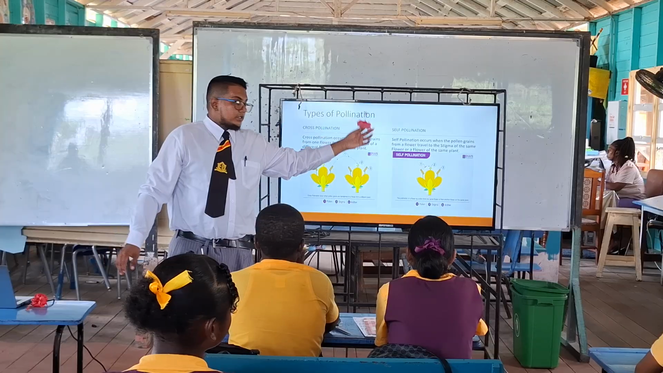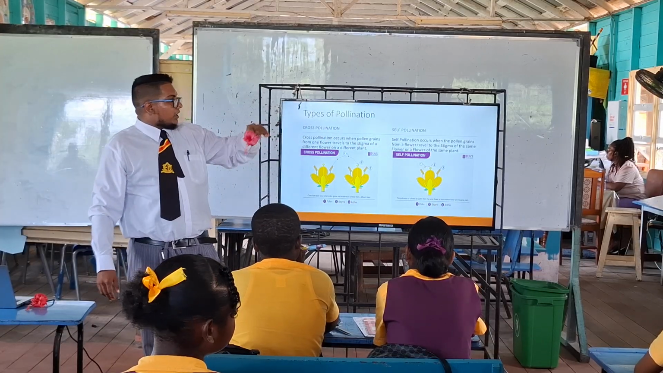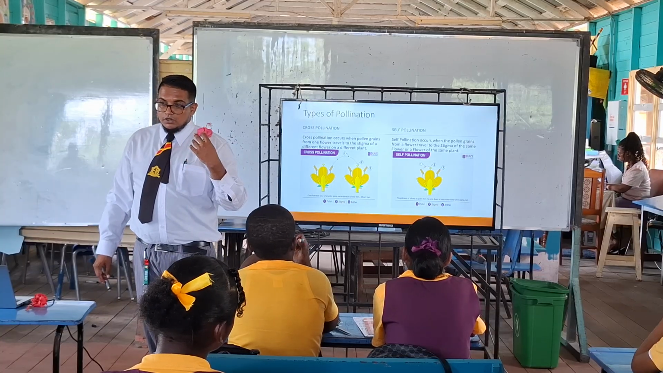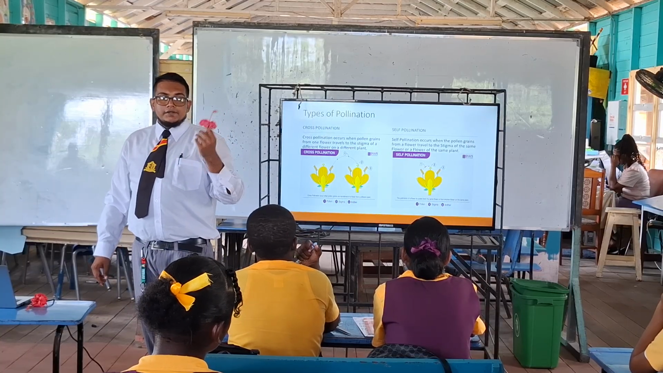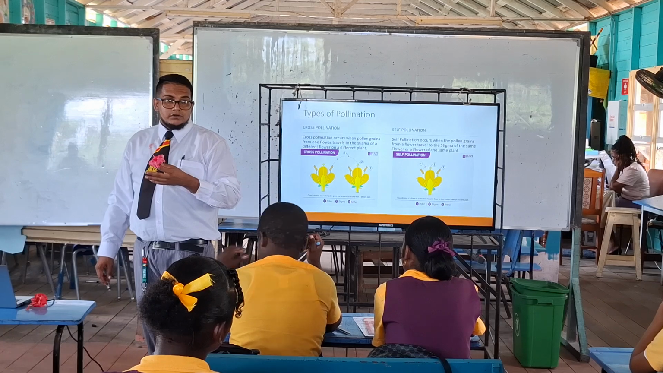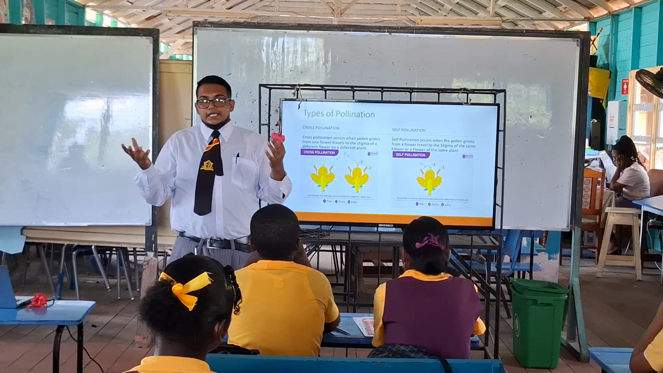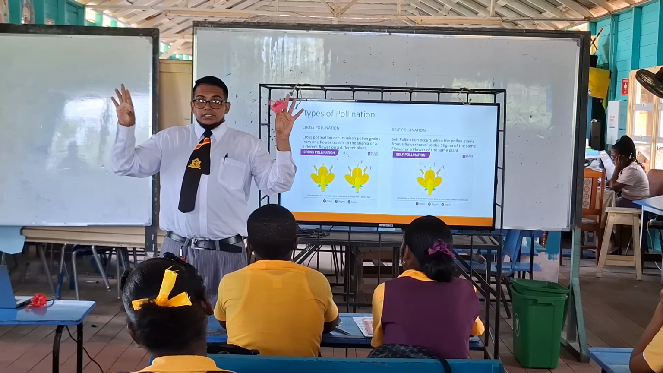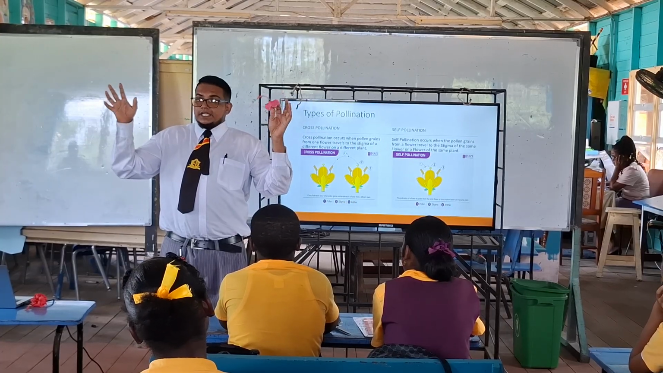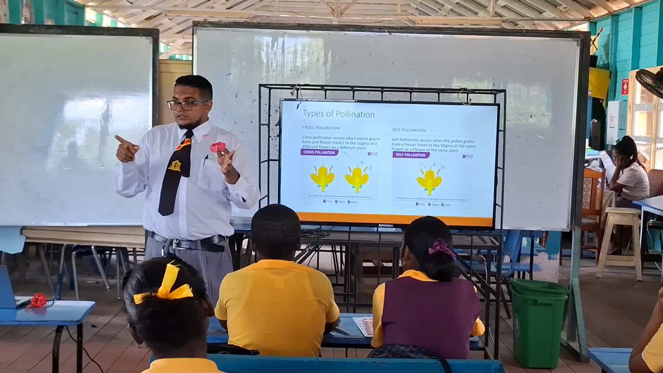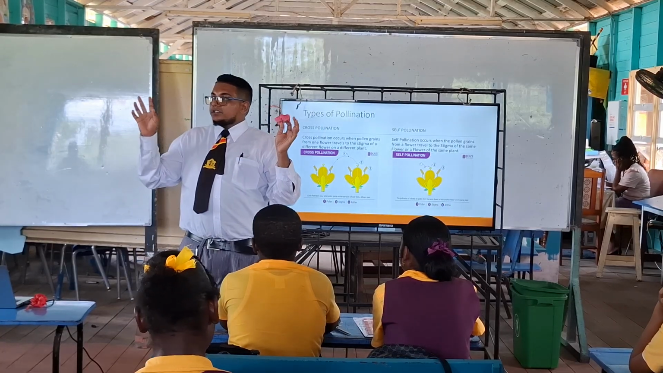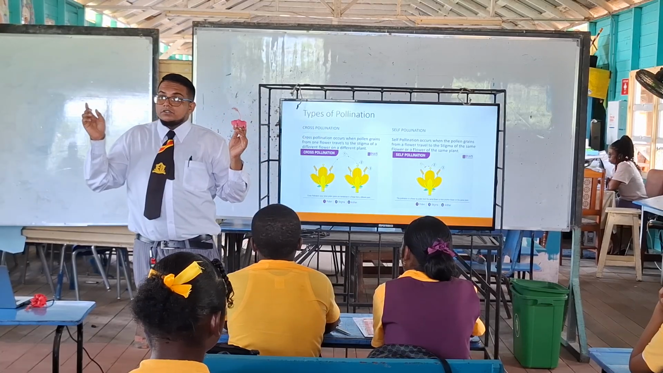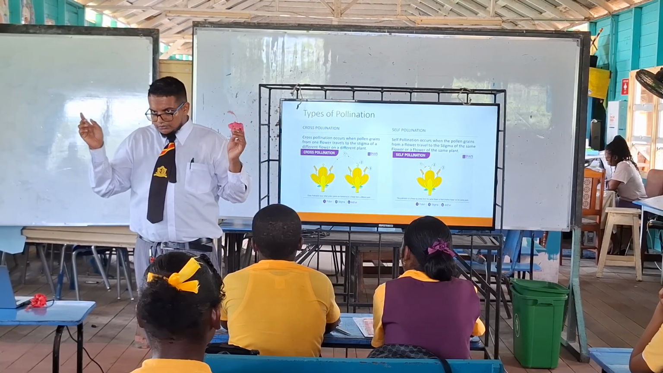Self-pollination now. Self-pollination occurs when pollen grains from a flower travel to the stigma of the same flower or a different flower on the same tree. Think about it like this: you've got two hands. They're different, but they are your hands. So do you think that two different flowers on a tree would be different? Yes or no?